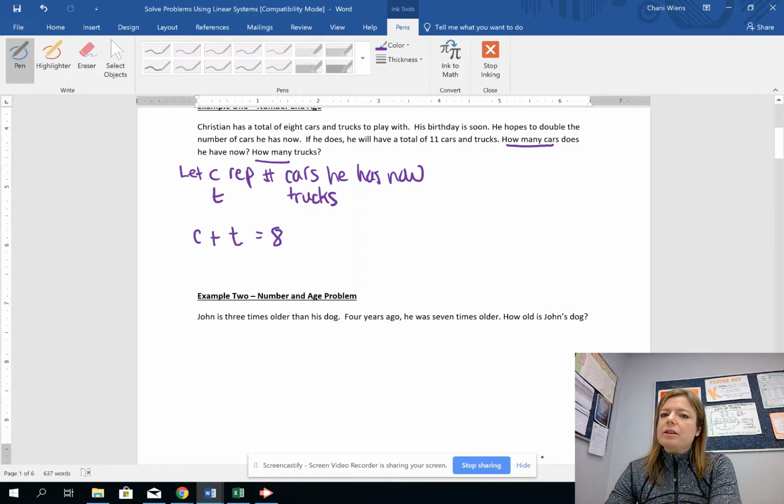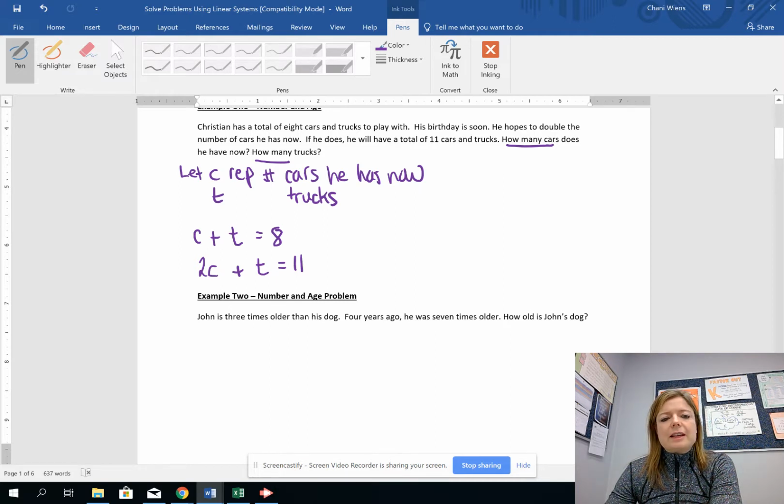By the way, just a little communication tip. If you use a lowercase t as a variable, make sure to put a little tail on it so that it looks different than the plus sign. Then it says if he doubles the number of cars he has now, so 2 cars instead of just cars, he'll have a total of 11. So his 2 double cars plus the trucks will then equal 11. So how many cars and trucks does he have now?